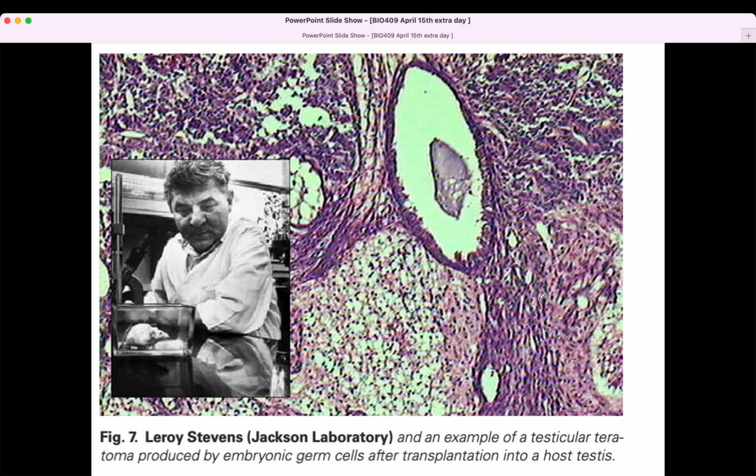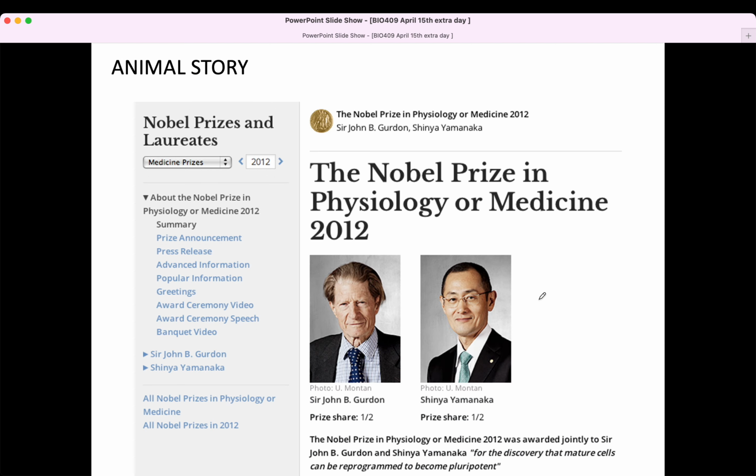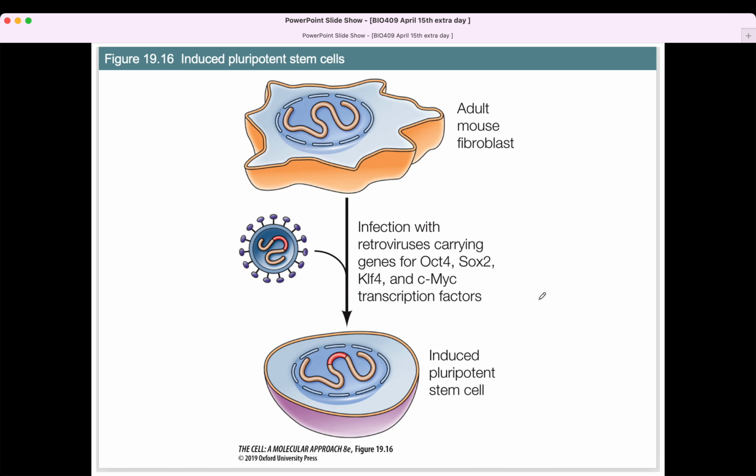Just a picture of Leroy Stevens, and he studied mice, and he studied the development of some unusual cancer cells in mice that could behave like stem cells in forming a variety of different types of tissues. So lots of interesting biology, past, present, and future in that field.